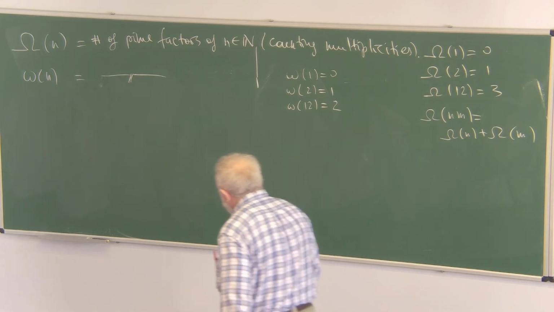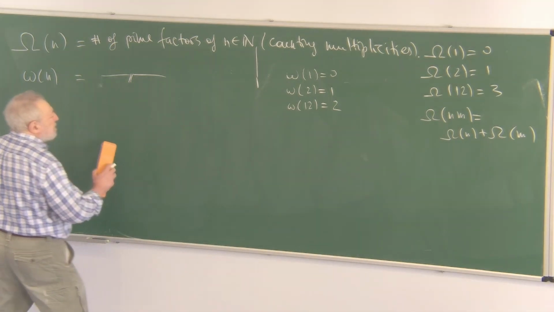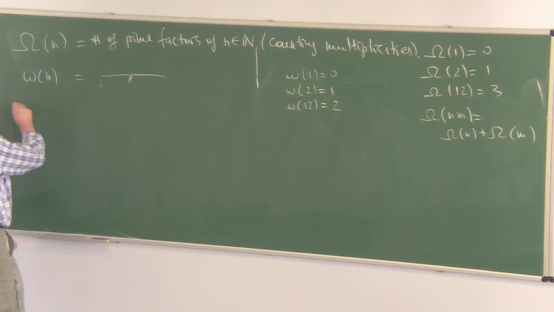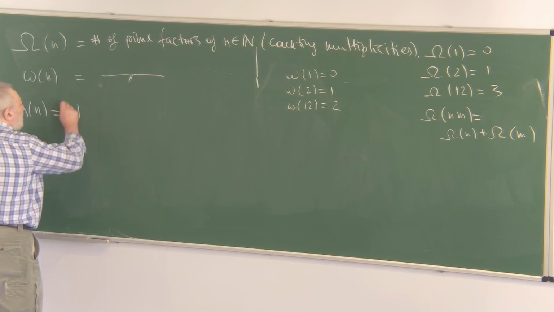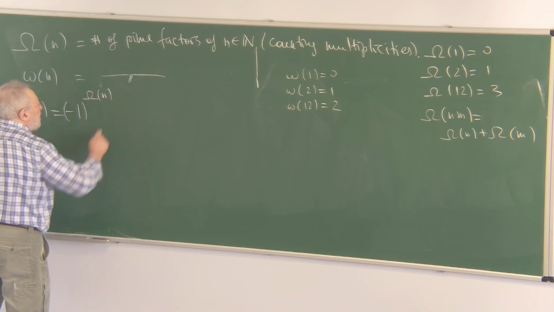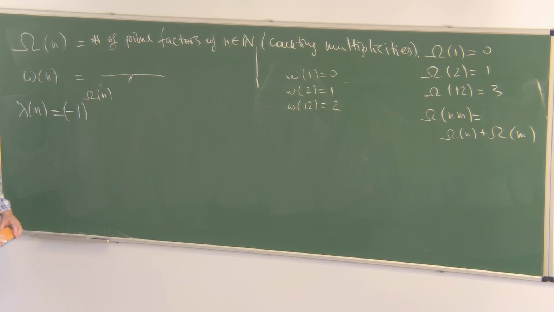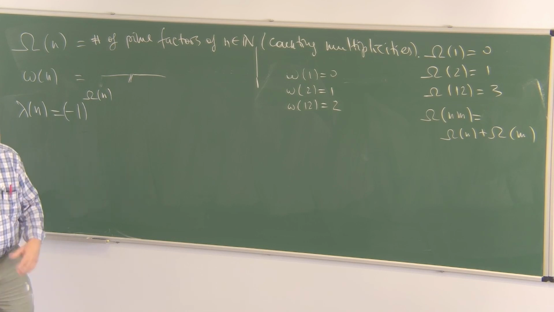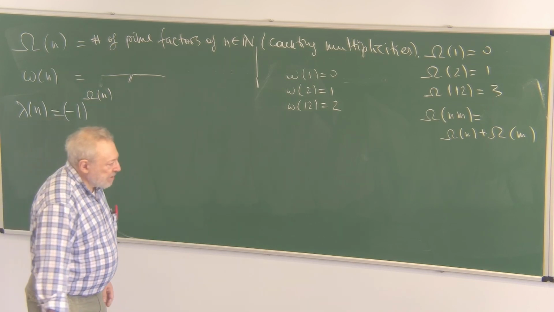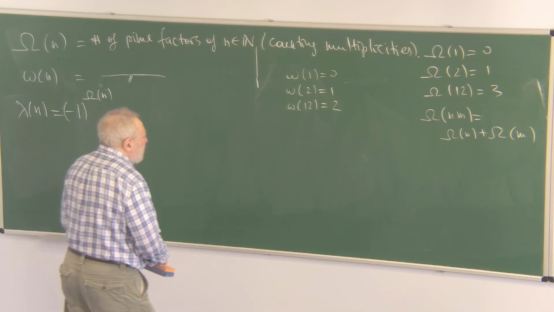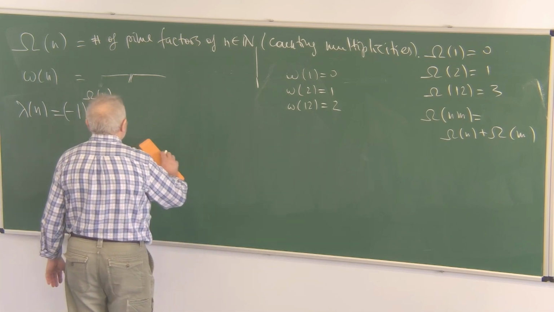All right, a much more important function is Liouville's lambda, which is just the same as omega of n, but multiplicative. So this is something which Terry already mentioned in his talk. Enormously important function. In a moment, we'll see why these things are so important.